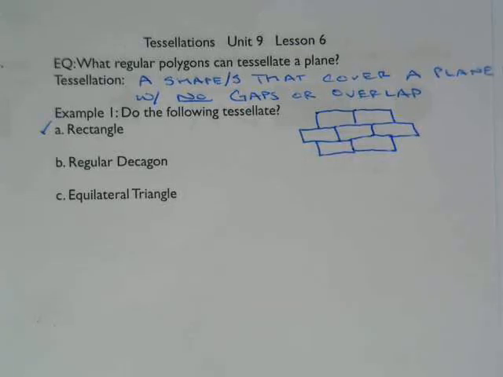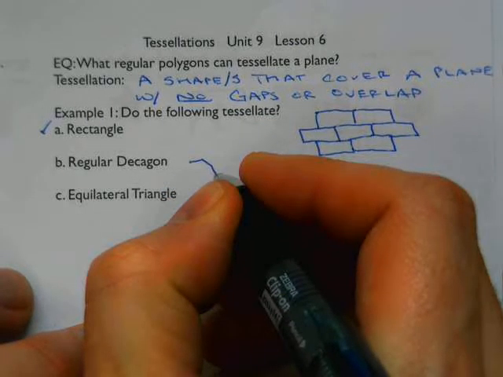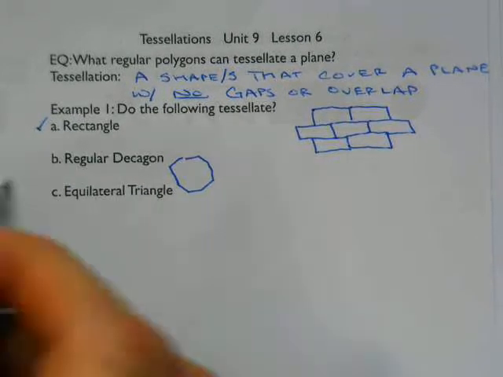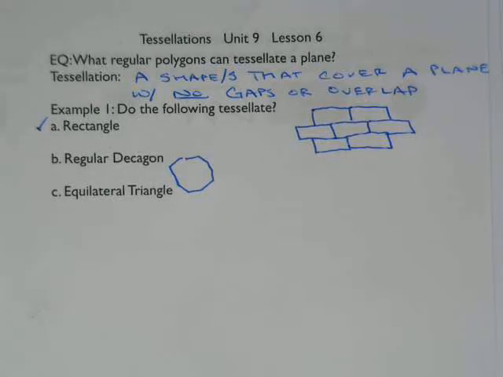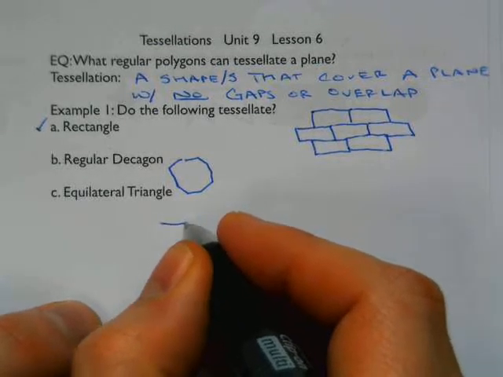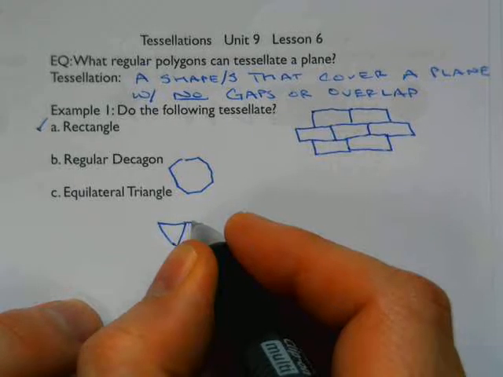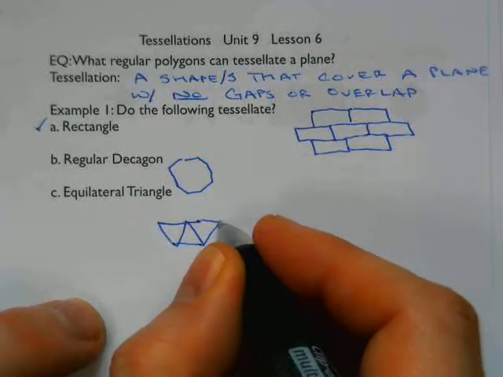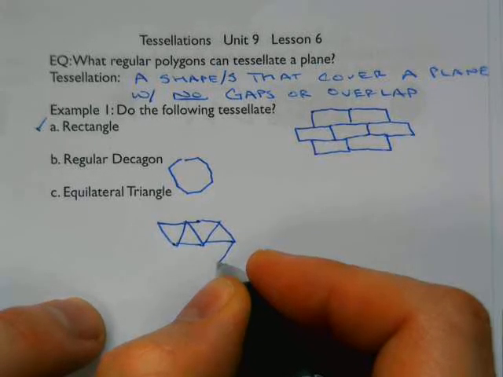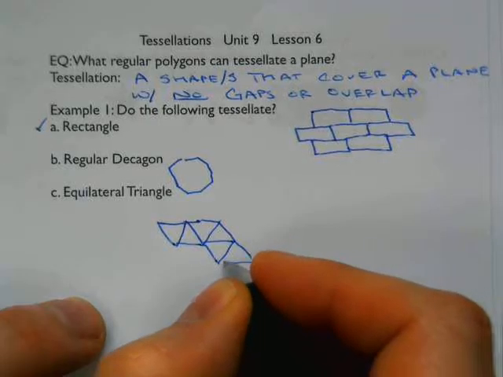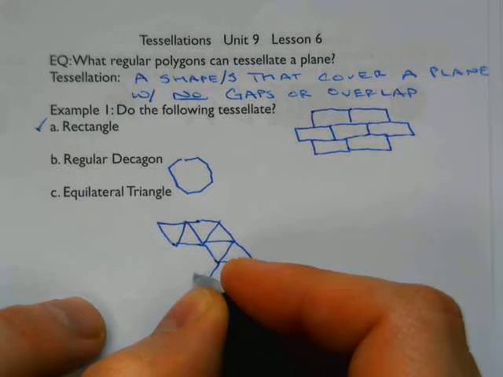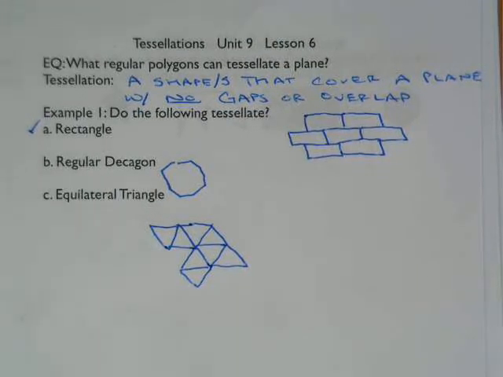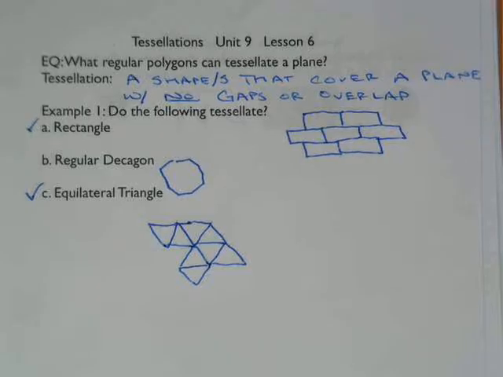A regular decagon. That's kind of weird. I have a tough time drawing decagons, especially regular ones, so let's just come back to that in a second. Equilateral triangle. Those are easier to draw. Does an equilateral triangle tessellate? Well, let's see here. If I kind of just draw some of these out, will this cover the plane? I think it's pretty clear to see that, the more of these that I draw, there's no gaps, there's no overlaps, I'm just going to cover the plane. So yes, an equilateral triangle will work.